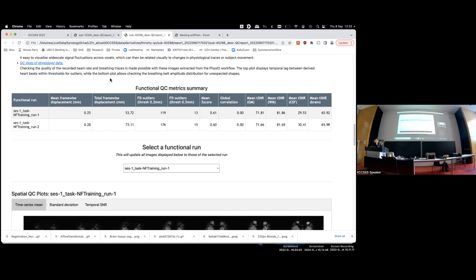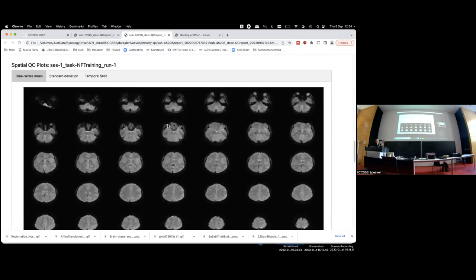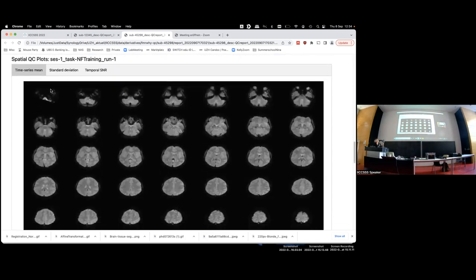And then according to that, outliers are detected depending on two different thresholds, either 0.2 millimeters or 0.5 millimeters. And what's happening then for your analysis is that these volumes are taken out, the ones that are above this threshold, because otherwise it can harm your analysis. Then you also have mean values, global correction values, TSNR values, and this is what we are looking at here now visually also. So this is the summary.